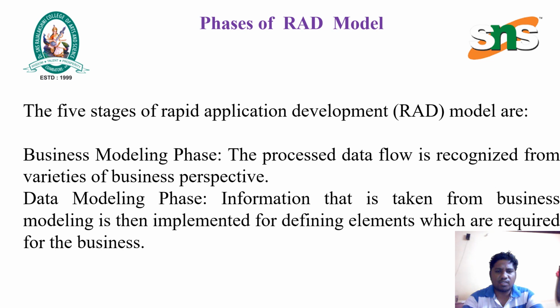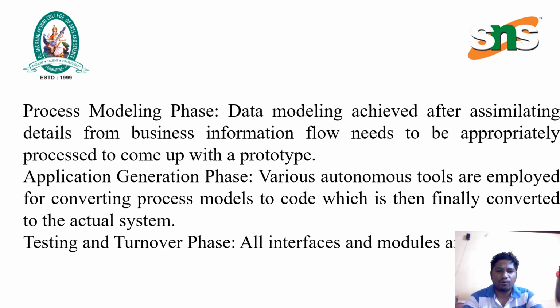Next is the five stages of rapid application development. The first one is the business model phase. The data flow is recognized from a variety of business perspectives. The second one is the data model phase. The information taken from the business model is used in implementation, defining the elements required for the process. The third one is the process model phase. Data modeling is achieved after simulating details from the business information. The flow needs to be appropriately processed to come up with the prototype.